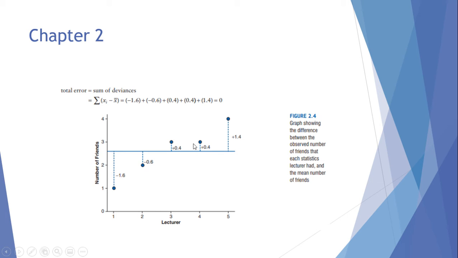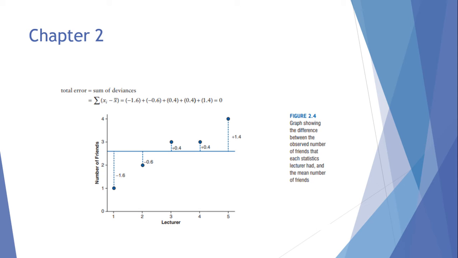So these two lecturers each have 3 friends. This lecturer has 4 friends. And so he or she is 1.4 points above the prediction, above the average for the sample. And so we're under predicting this person's number of friends. So again, just to repeat, each one of these is a deviance score or an error score. There's just 2 different words meaning the same thing.